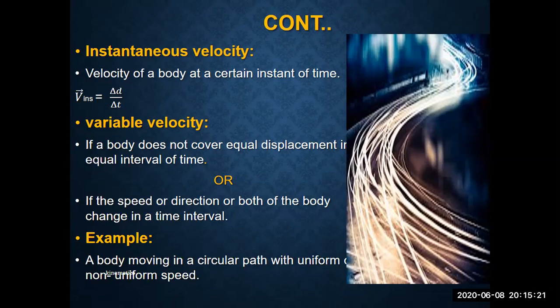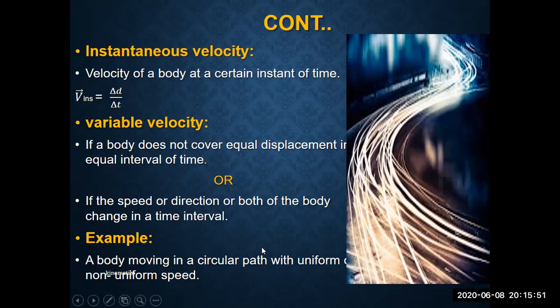If it is happening, then it will be uniform velocity, but it's not happening here. If the first 10 meters are covered in 3 seconds, the next 10 meters in 4 or 5 seconds, and the next 10 meters in 8 seconds, how will you explain this? The body is not covering equal displacement in equal intervals of time. The marked distance is equal, but the time taken by the car is not the same. So this type of velocity is called variable velocity.